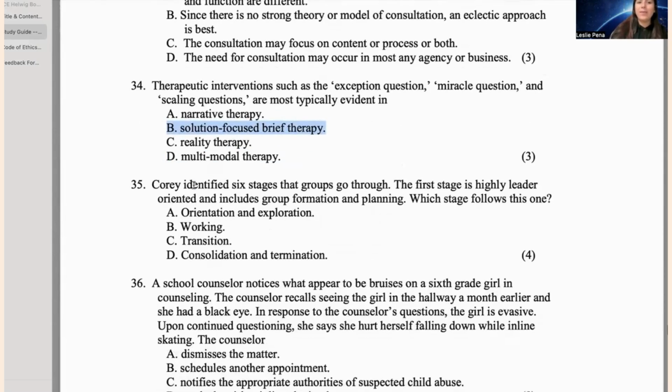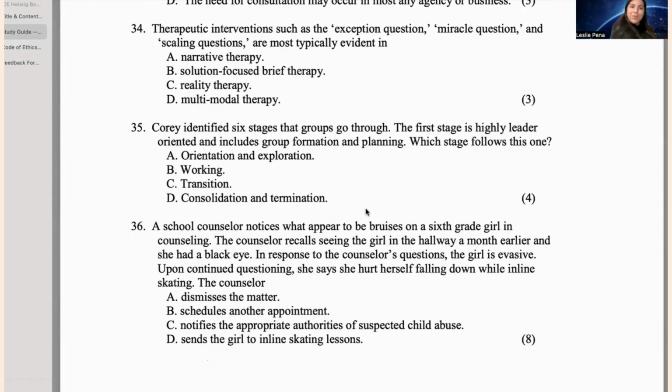The answer is B. Okay, number 35. Corey identified 6 stages that groups go through. The first stage is highly leader-oriented and includes group formation and planning. Which stage follows this one? So the stages that I like, I think are from Brown, not from Corey. And that is the forming, the storming, the norming, the performing, and the adjourning. I like them because they sound similar and they rhyme a little bit because they all end the same way.